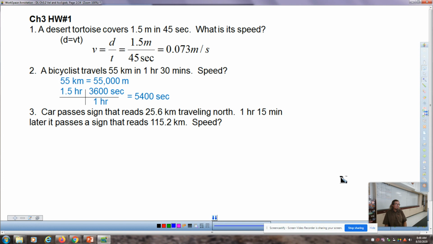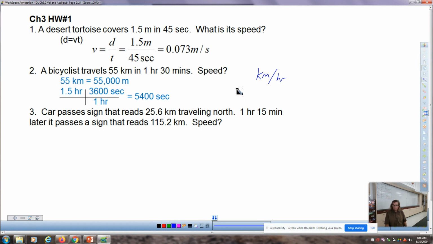Okay, so first thing is they don't tell us what units for the answer. So if you decided to use kilometers per hour, that would be fine. You would just take 55 kilometers and divide it by an hour and a half. Of course, as you put that in your calculator, you'd write that as 1.5 hours. That would be fine. It doesn't say that we can't.